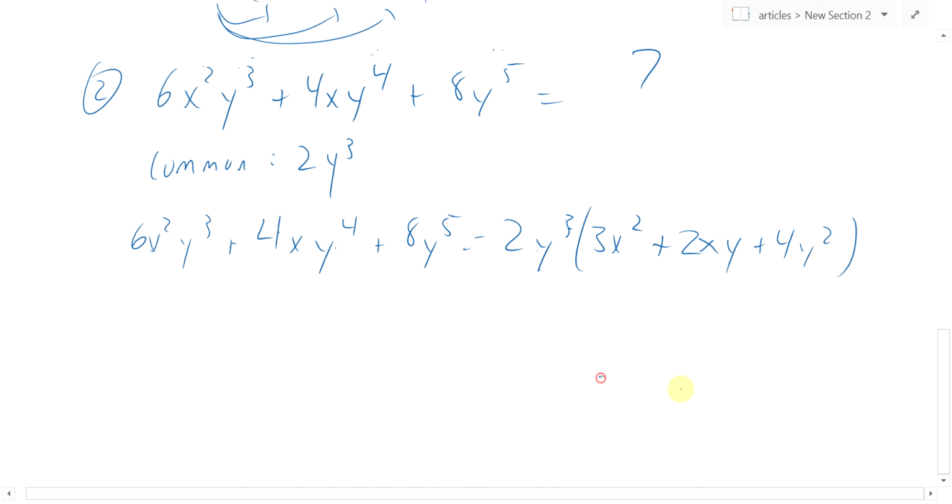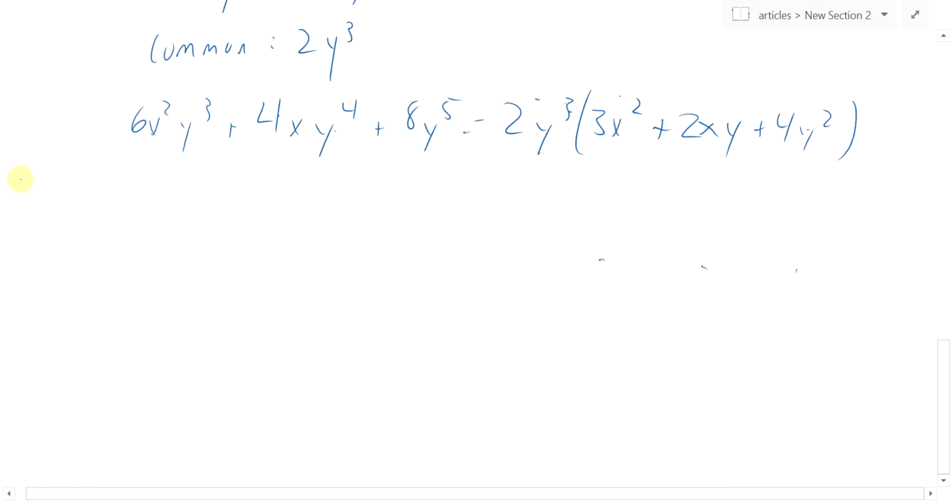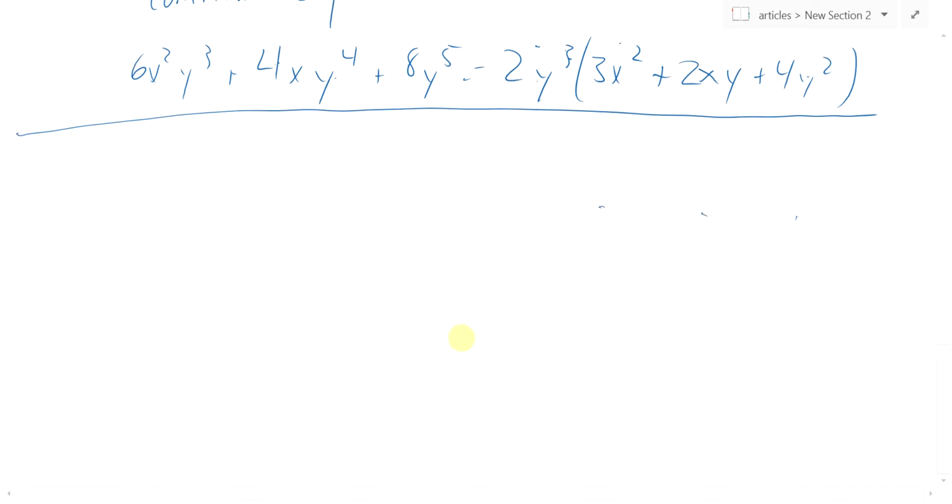Note that the terms in the parentheses do not have anything in common. There's nothing that can be factored out of there. And again, if we wanted to check, you can just distribute the 2y cubed to each of these things and see what you get. So common factors are important, and it's very useful, before you do any other kind of factorization, to factor out the common factor first and see if that simplifies your life a little bit. Okay, quadratics.